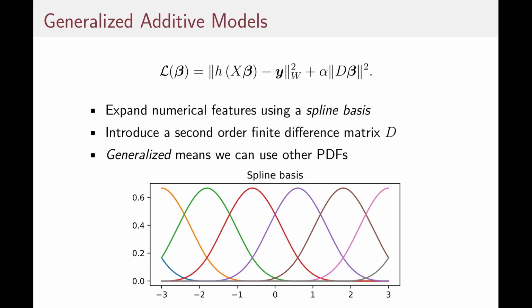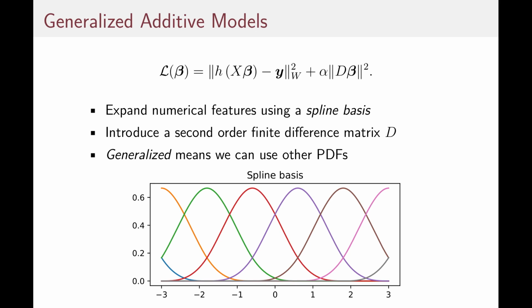When it comes to the loss function, we are going to do 2 things. One of them is that we're going to create more columns in X to accommodate the spline basis. So here we have 6 spline functions. So one column in X would become 6 columns, where we have taken that one feature and expanded it and evaluated it on these 6 spline basis functions. That's one change that we're doing.